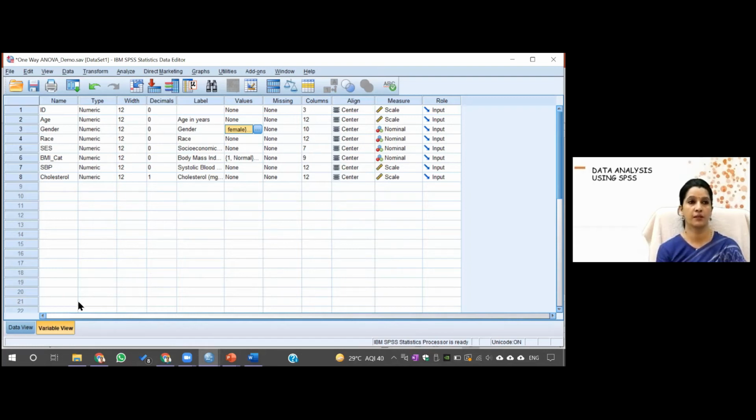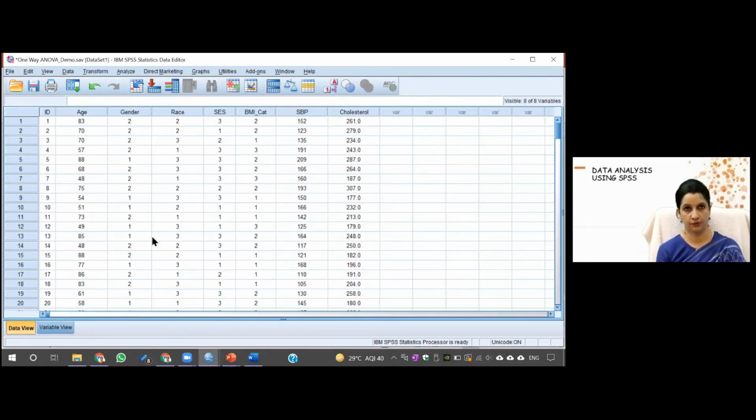So now coming to the data view. Now two assumptions I have checked. One assumption was the nature of the data: the dependent variable should be continuous, and the independent variable should be categorical with 3 or more categories.